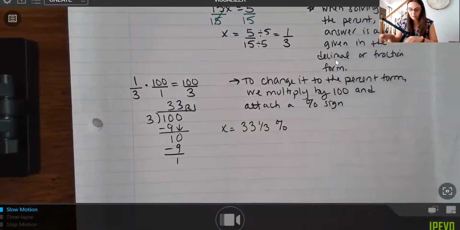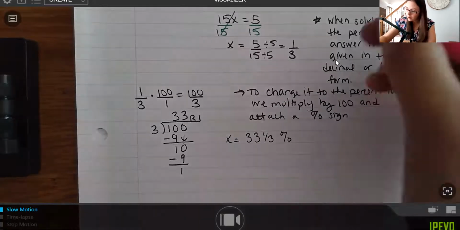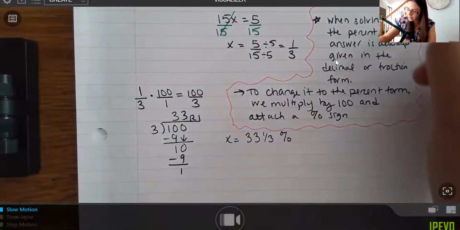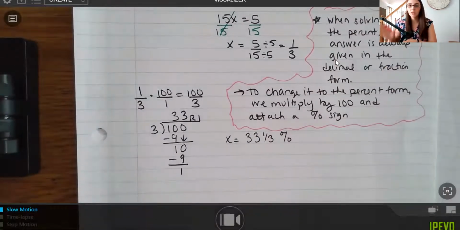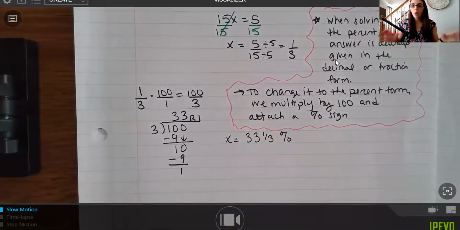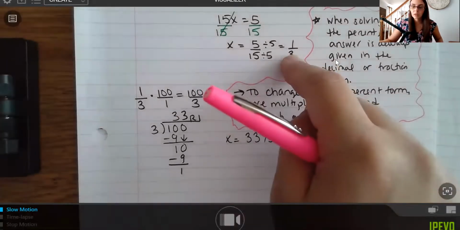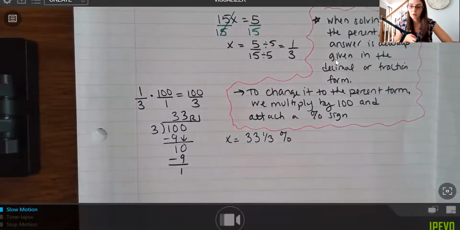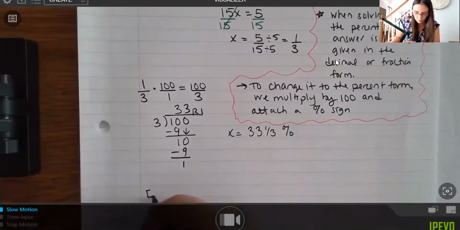So this is something to really watch out for, and that is really easy to forget. So make sure you highlight this in your notes. When you are solving for the percent, the answer is always going to be given to you either in a fraction or decimal form. Make sure you change it over to percent. So it's not 1/3%. That's not my answer. I have to multiply by 100 first to get it in the correct percent form. And that's easy to forget. So that's kind of tricky. Let's do one more of those.